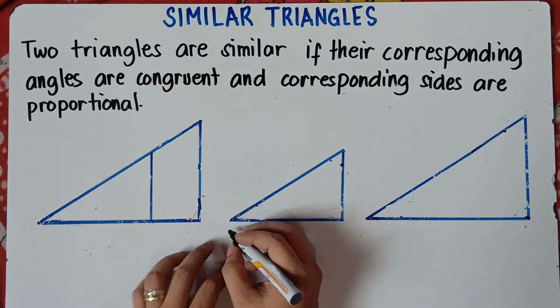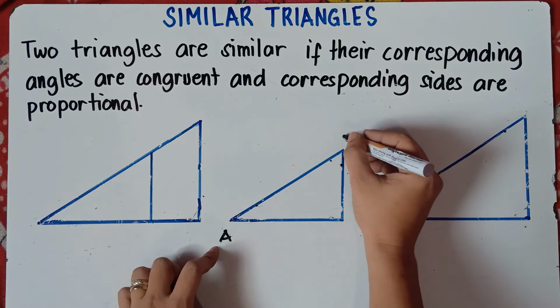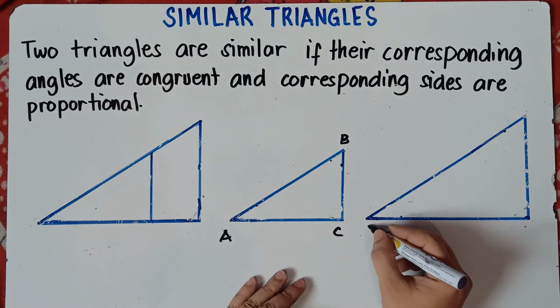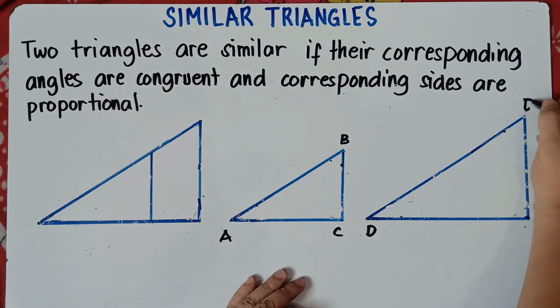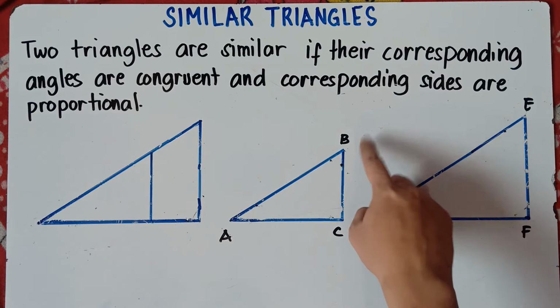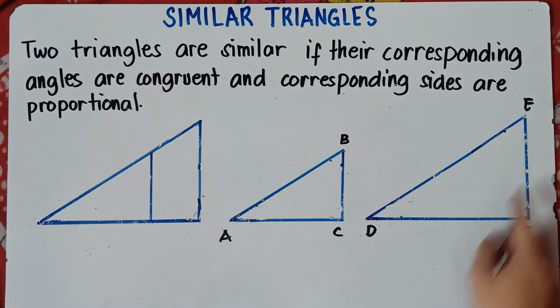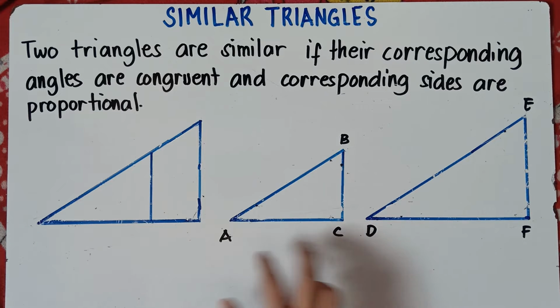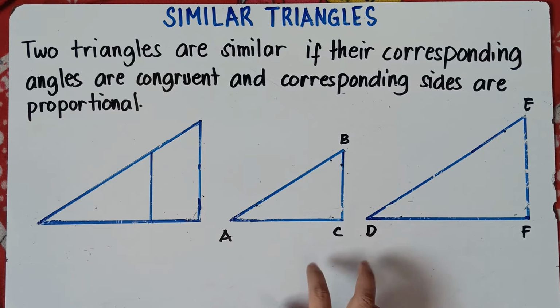The small triangle, let's say that this is triangle ABC. And this big triangle, let's say this is triangle DEF. So angle A corresponds to angle D, angle B corresponds to angle E, angle C corresponds to angle F. Now let's check, class, if these corresponding angles are congruent.